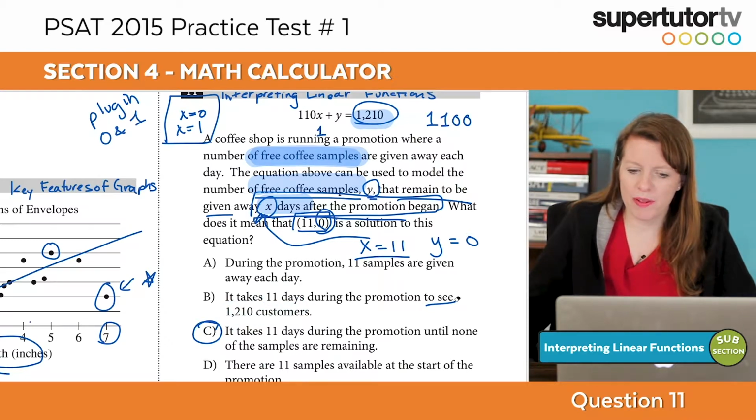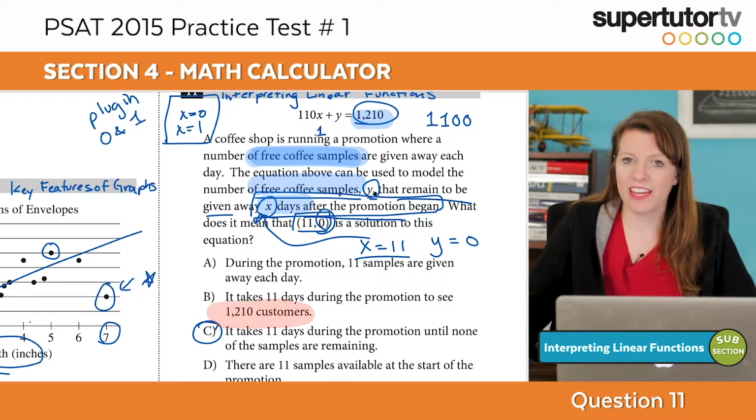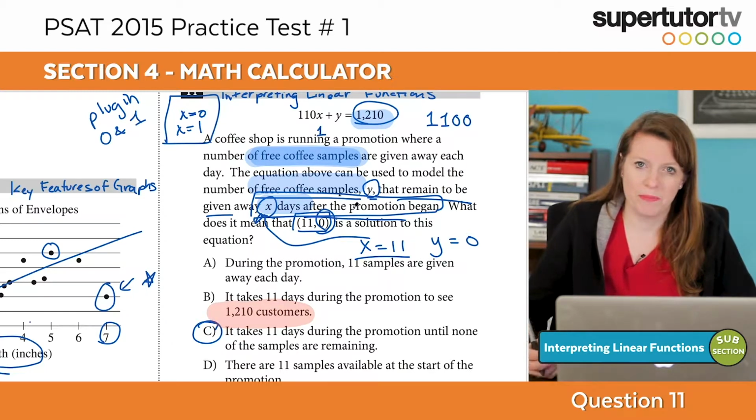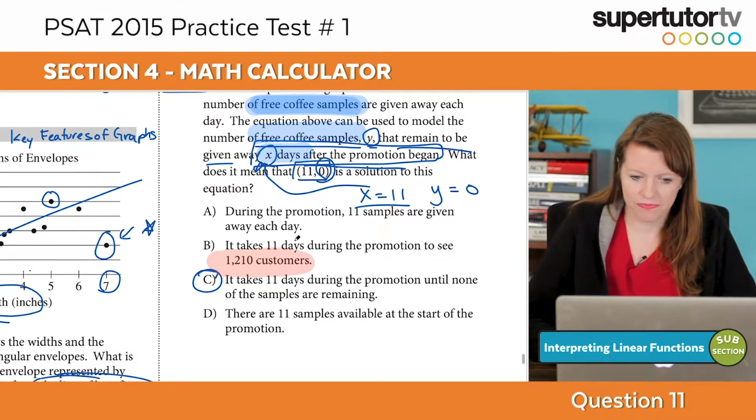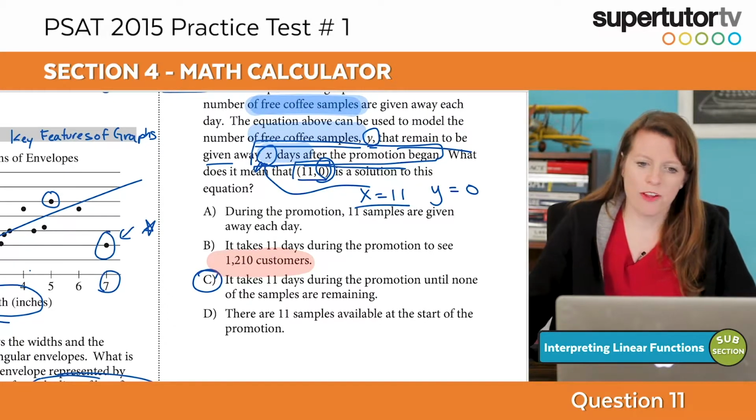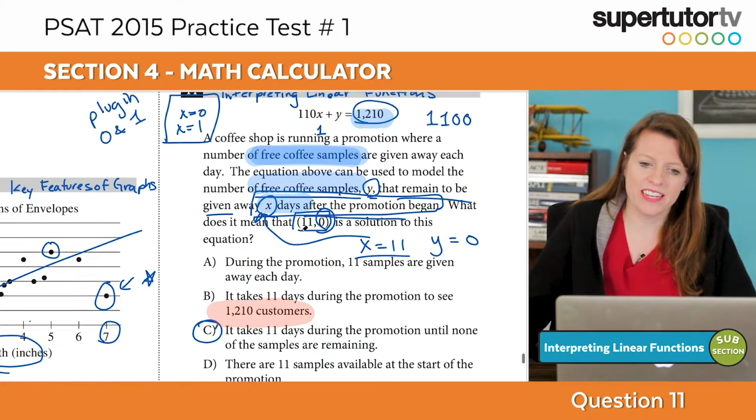So you may have put B, but if you put B, I want you to be a little bit more cautious and careful about language. Customers are never mentioned. I could give 5 coffee samples to one person, and then suddenly that's not 12:10, it's 12:05, 12:06. There are 11 samples available at the start of the promotion? No, there are 12,000.